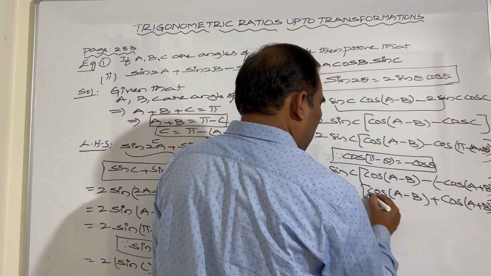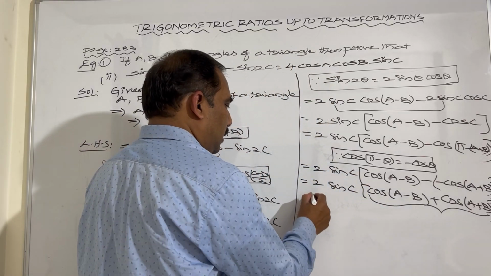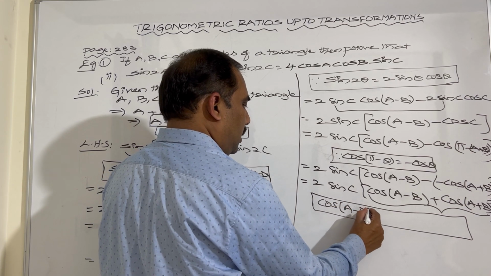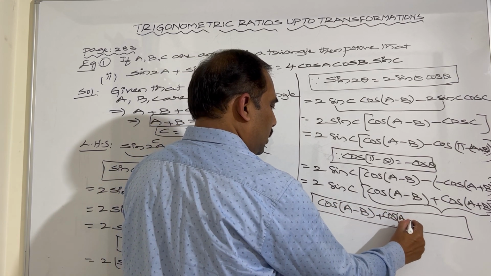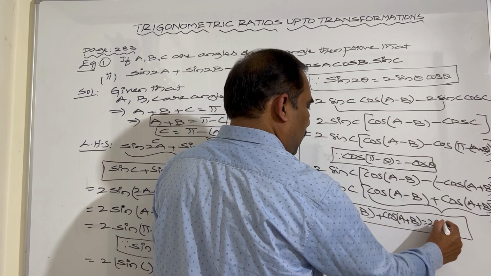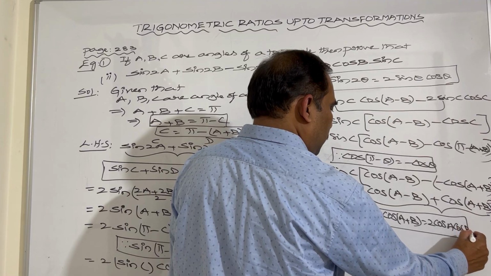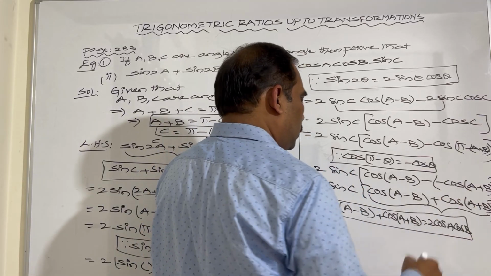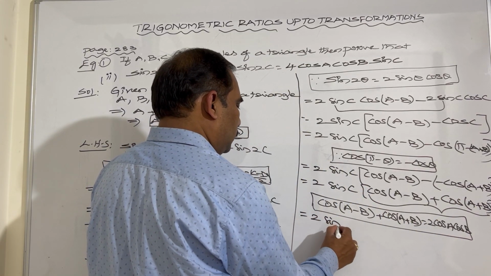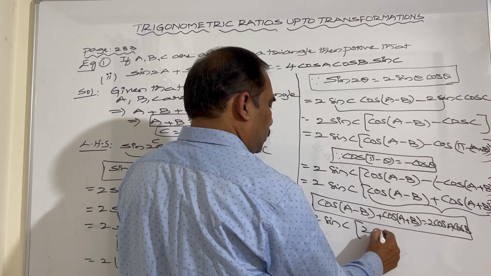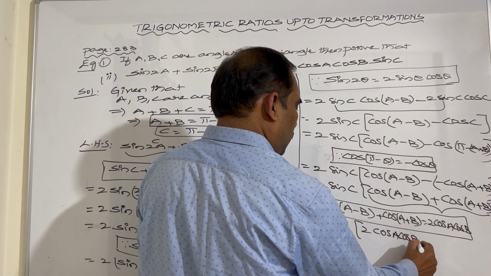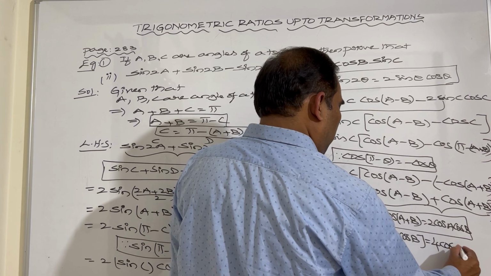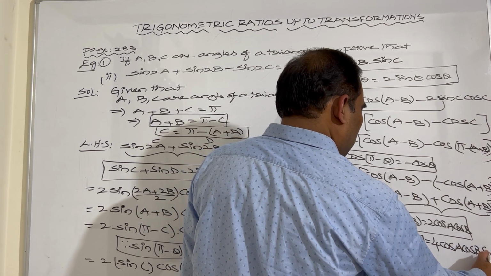If you observe, within the bracket we have two terms in the form of a standard formula: cos of (A minus B) plus cos of (A plus B), which is equal to 2 cos A cos B. So this is replaced by 2 cos A cos B, giving 2 sin C into 2 cos A cos B. If we multiply, we get 4 cos A cos B sin C.